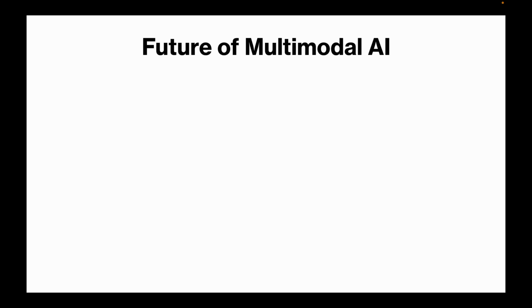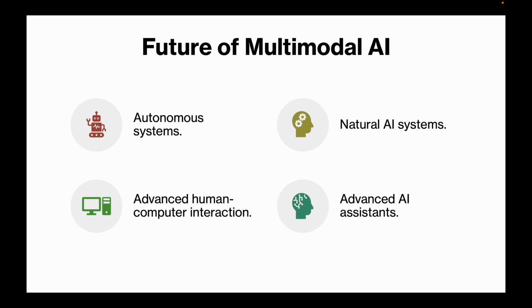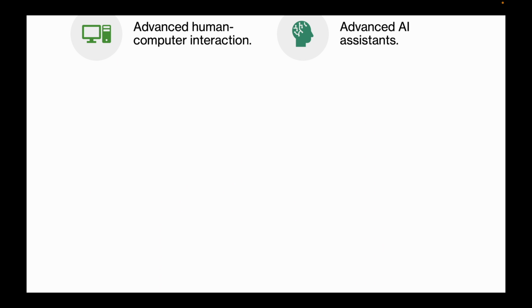Future of multimodal AI. Autonomous systems such as self-driving cars, robots, and so on. More natural AI systems. Advanced human-computer interaction. Advanced AI assistants that can understand voice, vision, and text together.